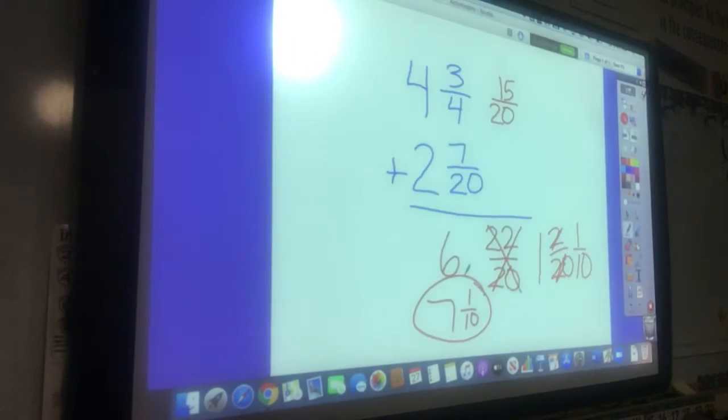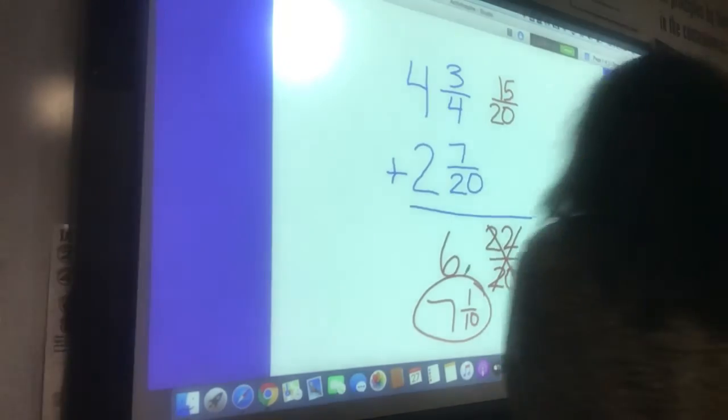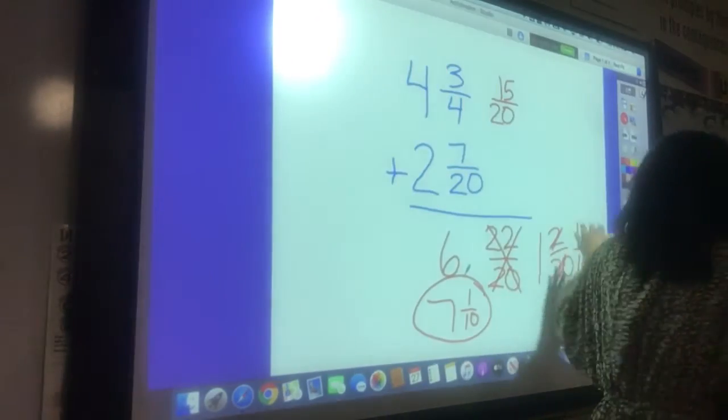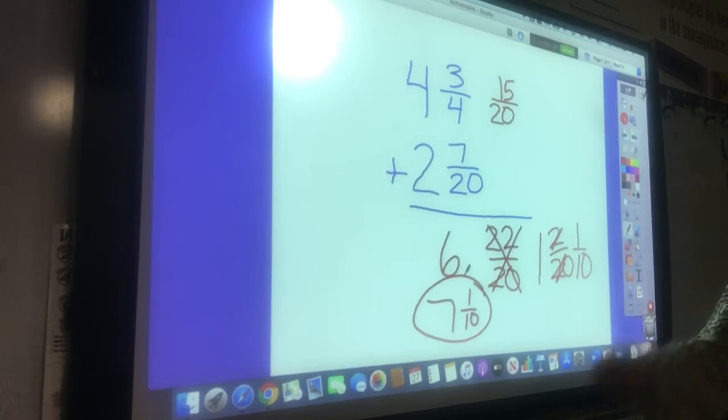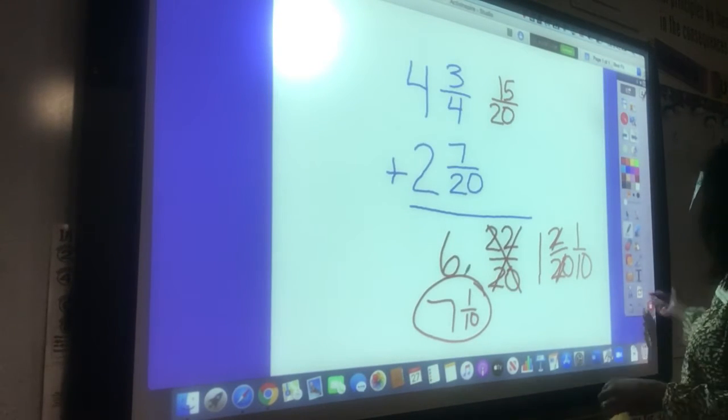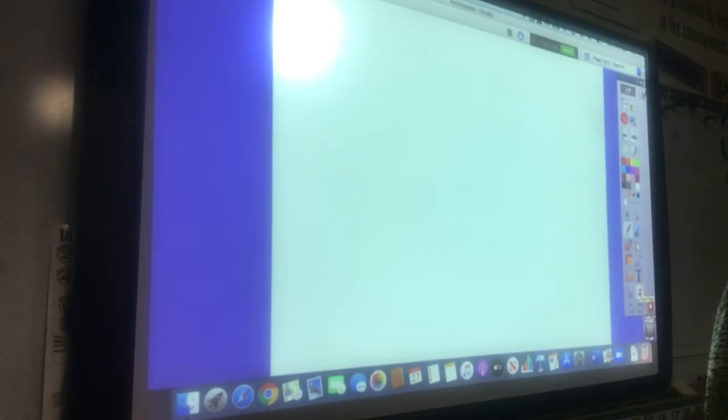Okay, let's try a couple of these on your whiteboard, where we're gonna end up with an improper fraction that we need to switch to a mixed number and then put it with the answer. So again, combining a whole bunch of things that we've been doing all together. Okay, let's see.